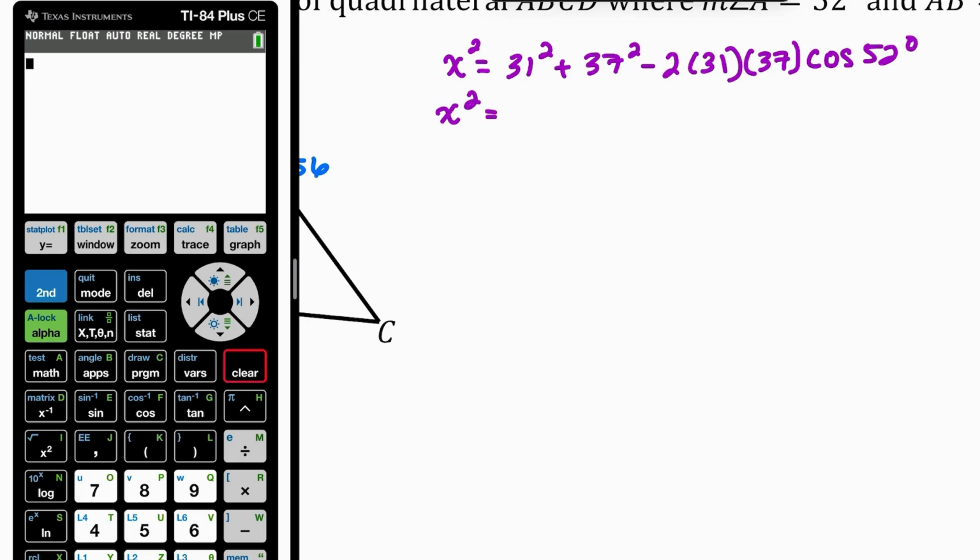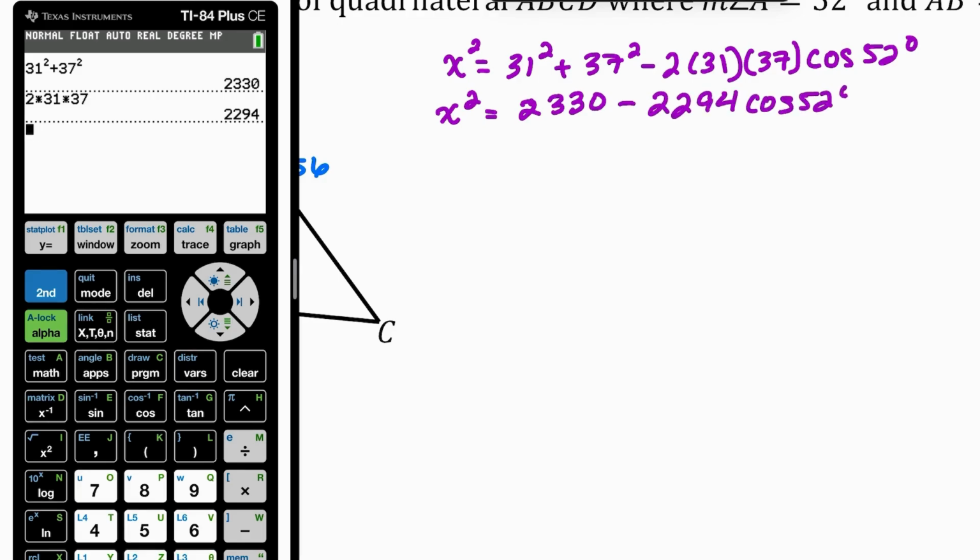So, you know me, I'm going to do some little work, some arithmetic first. So I'm going to do that. Get 2330, and then 2 times 31 times 37. And then put that into the calculator. Whoop, forgot a 3. And then I'm going to square root that.